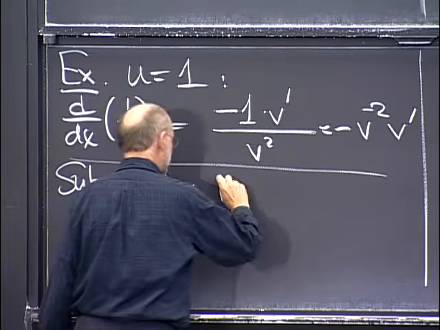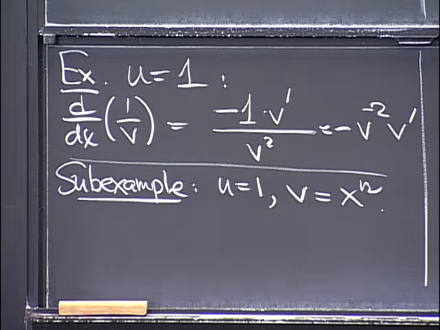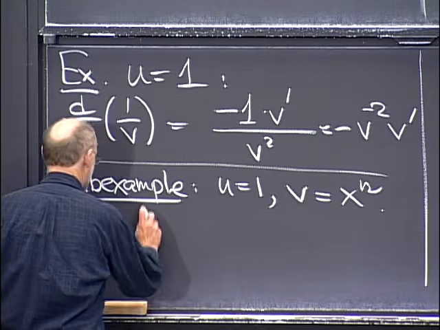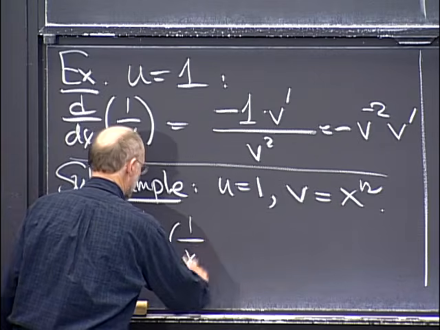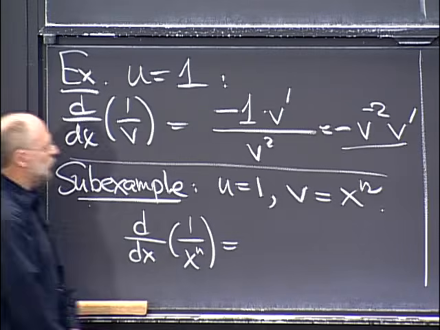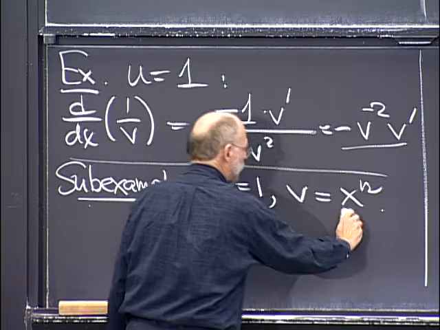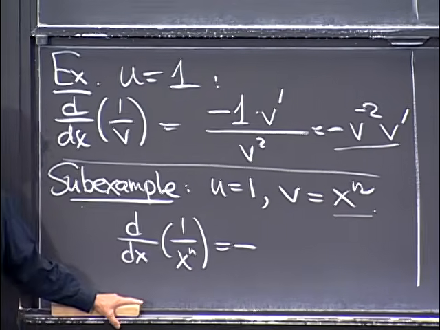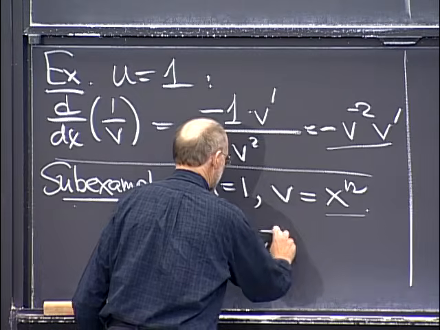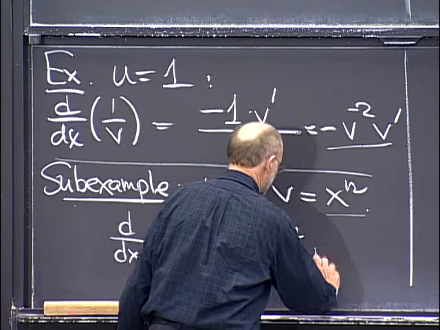I'm going to take the special case where u is equal to 1 again, and v is a power of x. And I'm going to use the rule that we developed earlier about the derivative of x to the n. So what do I get here? D over dx of 1 over x to the n is, I'm plugging into this formula here, with v equals x to the n. So I get minus v to the minus 2. All right, if v is x to the n, v to the minus 2 is, by the rule of exponents, x to the minus 2n. And then v prime is the derivative of x to the n, which is n x to the n minus 1.